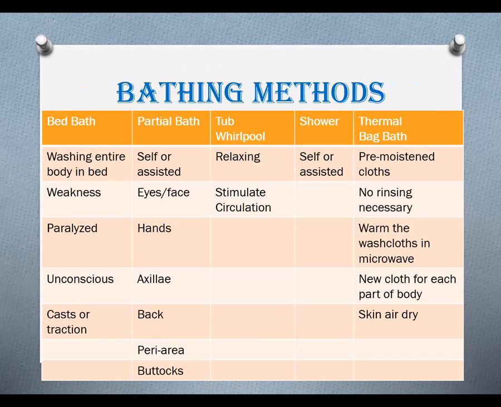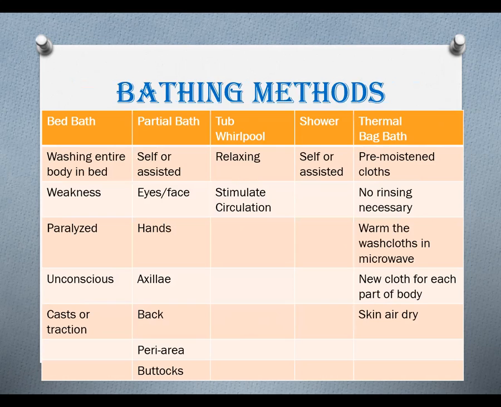A whirlpool, which is a more relaxing kind of bathing. So I'm sure you have seen a whirlpool tub before. So it's more of a relaxing kind of bathing. A shower can be self or assisted. You get into the shower and you shower the whole body.